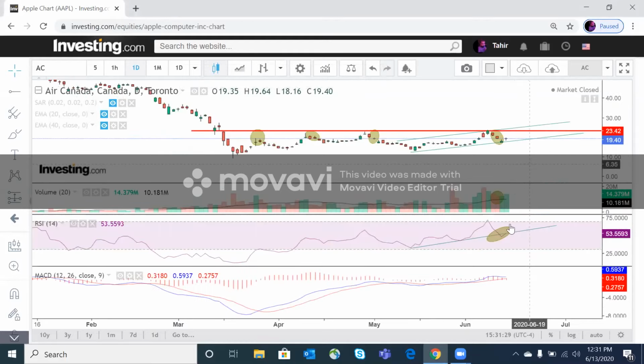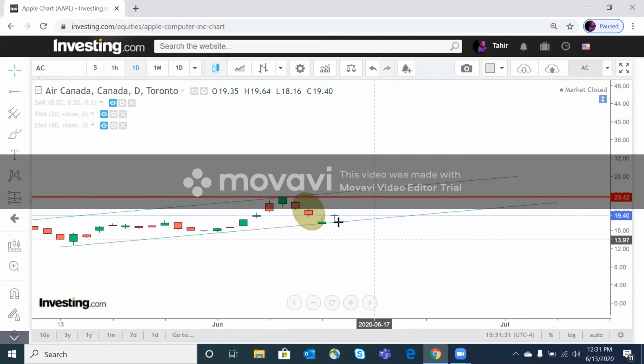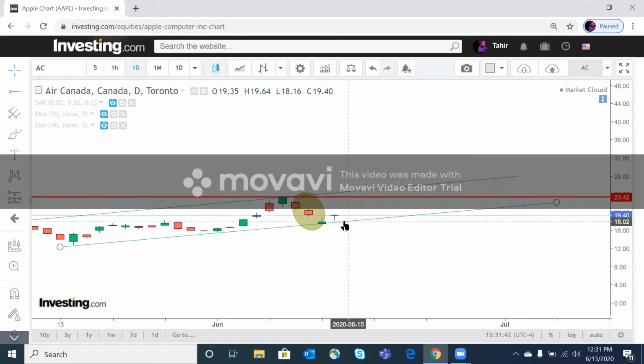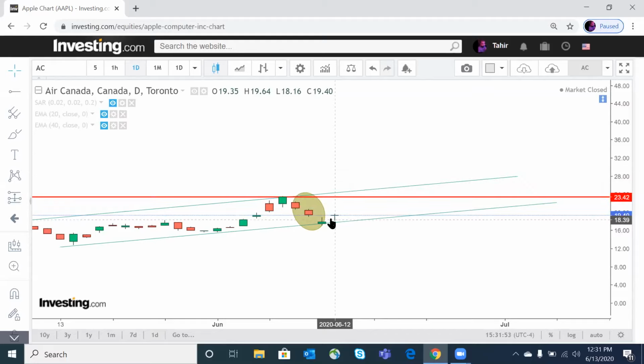If I increase the size here, this shape of the candle is the doji candle, and the doji is an indecisive candle. What is indecisive? The bears and bulls have not yet decided upon the trend, whether to take the stock up or strongly down. The only thing I doubt on this Air Canada stock is the shape of the candle formed on the last day. Why? Because this is a doji candle.